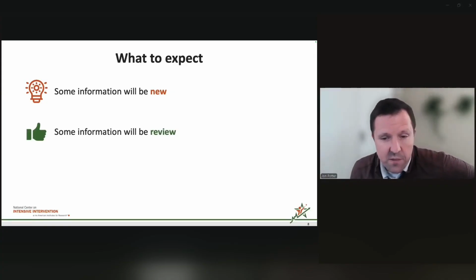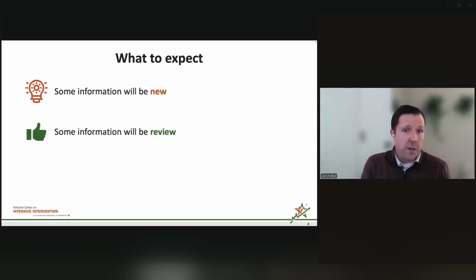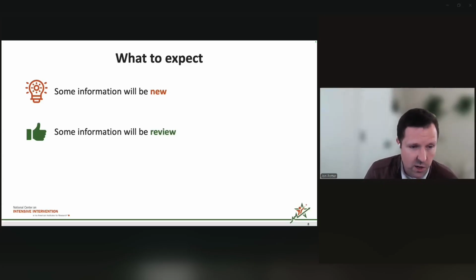Especially if you've already been collecting screening data, be it the RDRS or just literacy screening data in general, some of what I talk about should be review. That's a good thing. We want to be affirmed in the practices that we're currently implementing. So if you hear something and you think, yes, we already do that, pat yourself on the back and celebrate that you've already got a lot of great things going on.